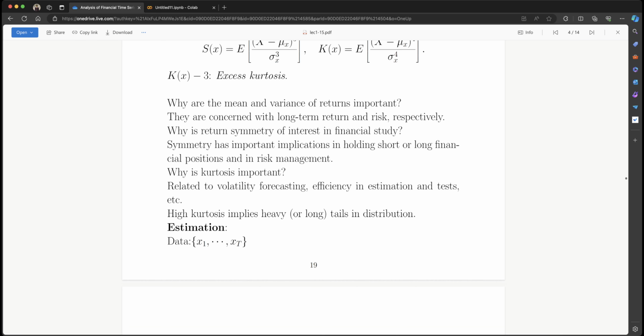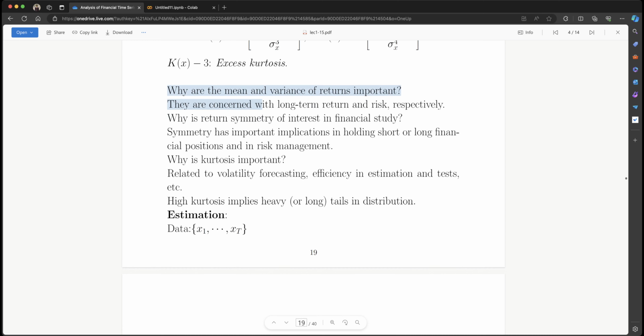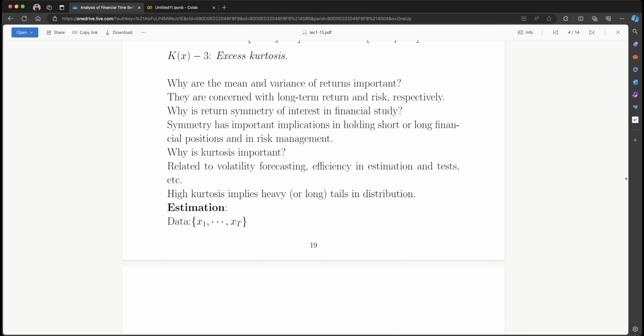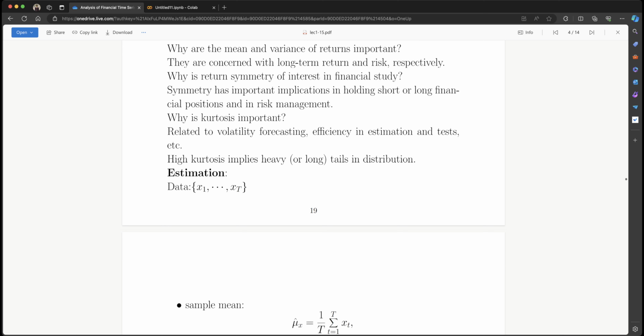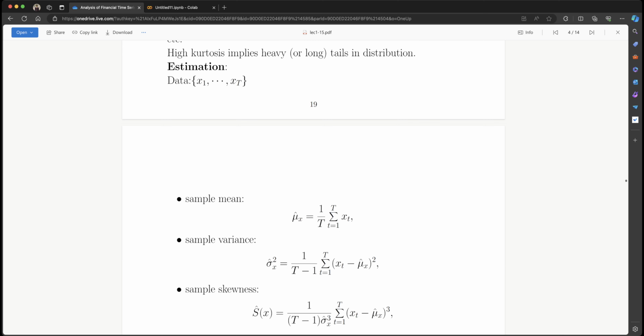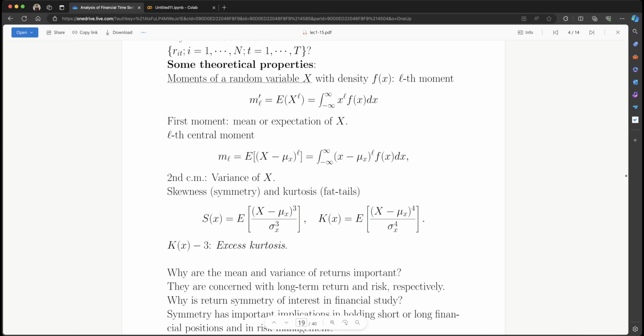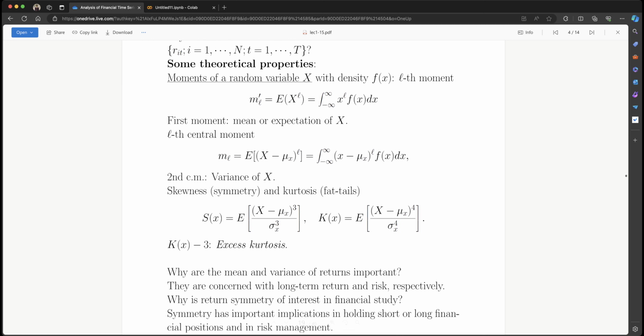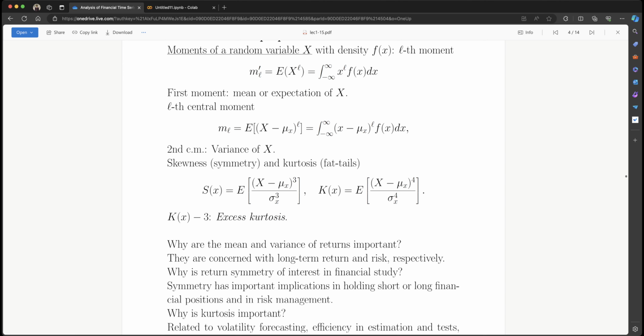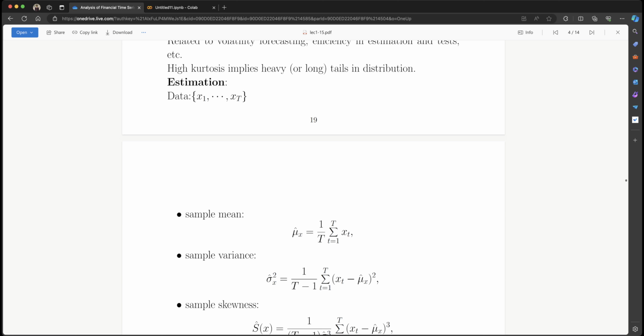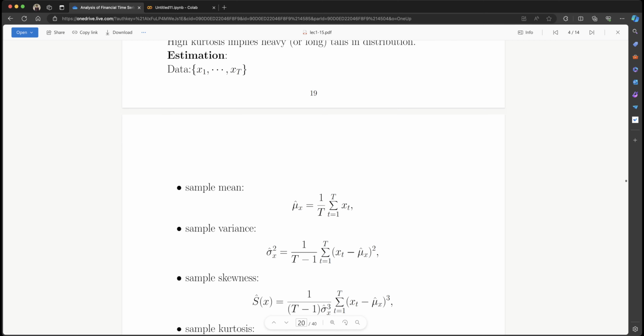Now estimation. You can think about this question. Suppose we have time series data from x1 to xT. Now the sample mean. The mean is a mathematical concept, so we cannot directly see the mean and variance in the data. All we can do is compute the sample mean and sample variance from the data. The sample mean is basically the average. Now the sample variance, which is squared.